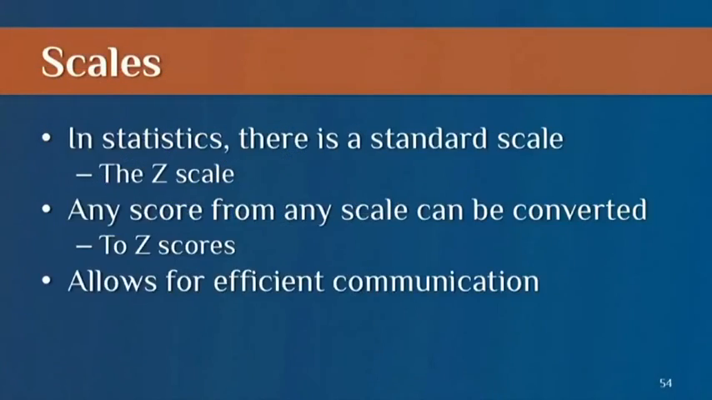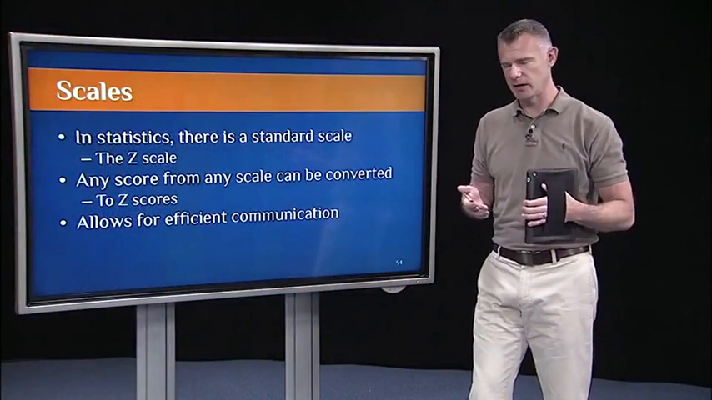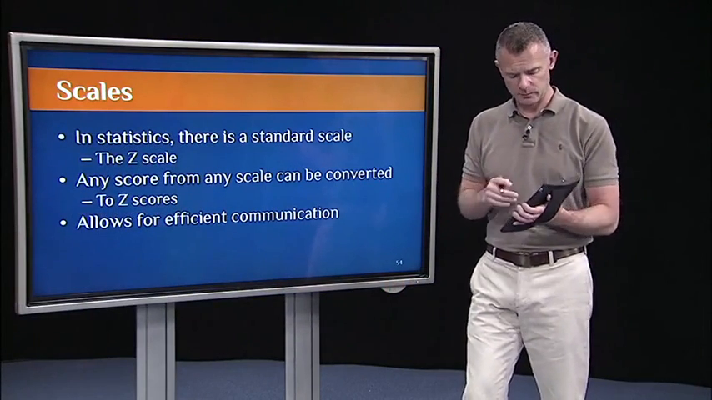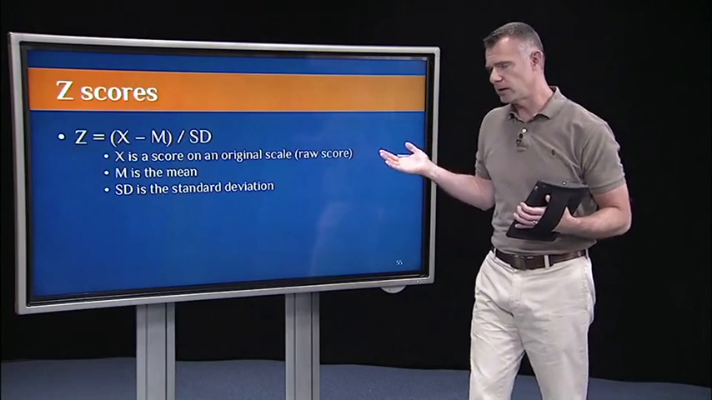But in statistics, what's nice is there's a standard scale, and it's called the z-scale. So any score from any scale can be converted into a z-scale with z-scores. And this allows for really efficient communication across statisticians. Scientists can share data, different researchers can share data. If everything's converted to a z-scale, it's very easy to interpret. And it's a very simple calculation.